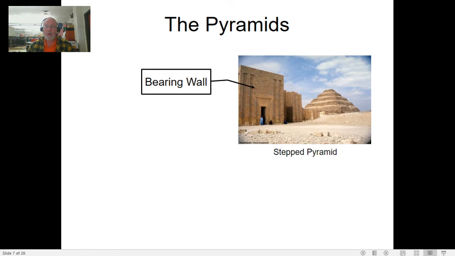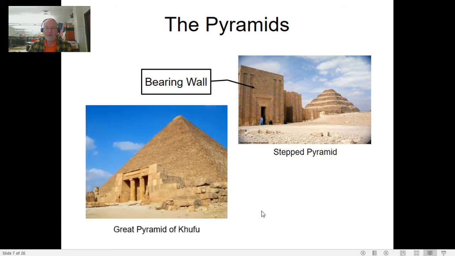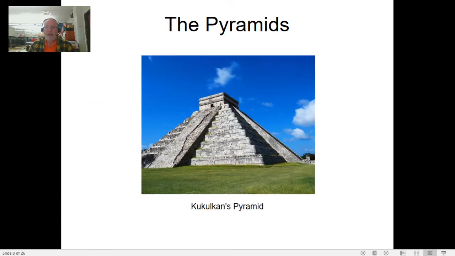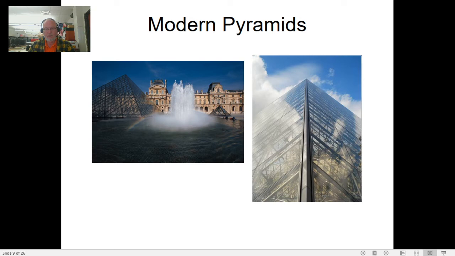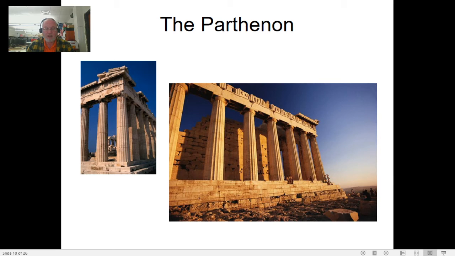Pyramids. The pyramid on the left has a bearing wall, and on the right-hand side is what's called a stepped pyramid. This is the Great Pyramid of Khufu. And then here is Kukulkan's pyramid. We even have modern pyramids. The picture in the upper left is the Louvre in France, which is the art museum there. I'm not sure what the one on the right is from. You can see a pyramid in Las Vegas if you ever go out there.